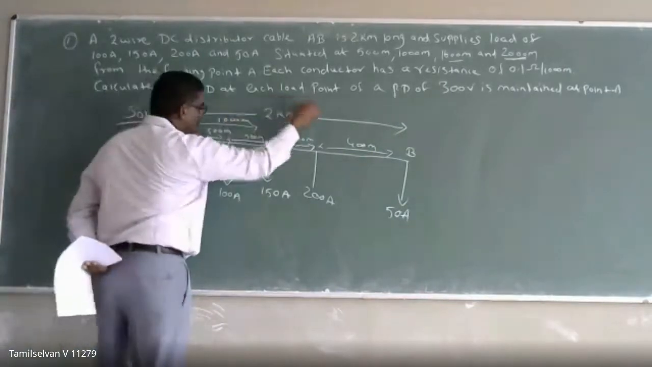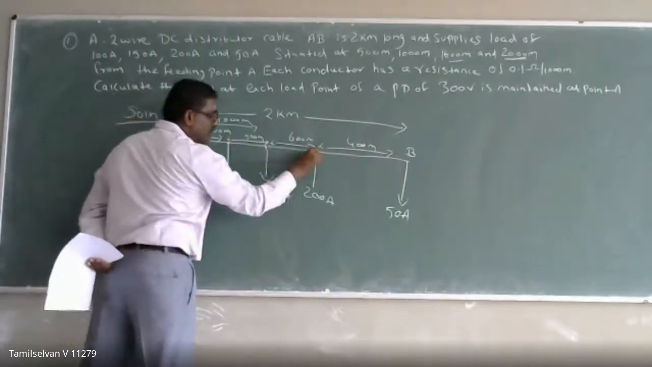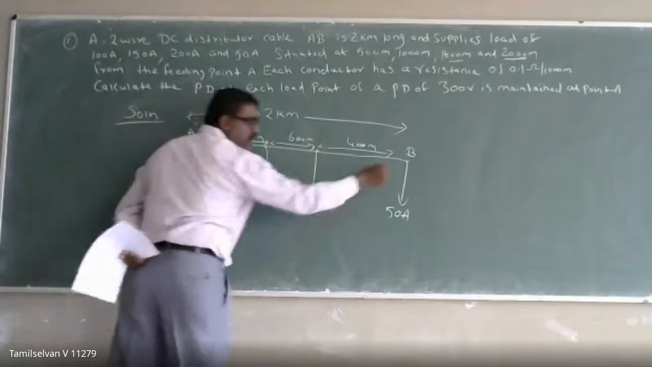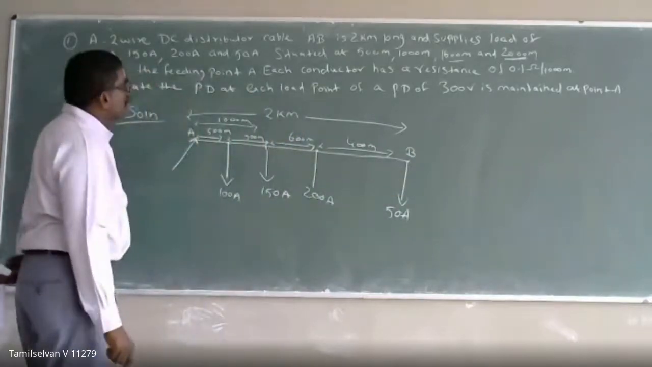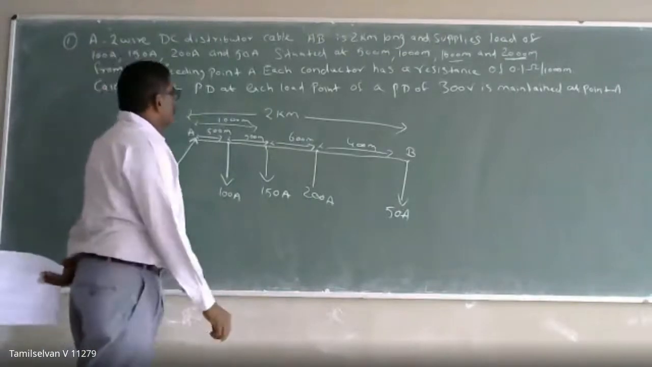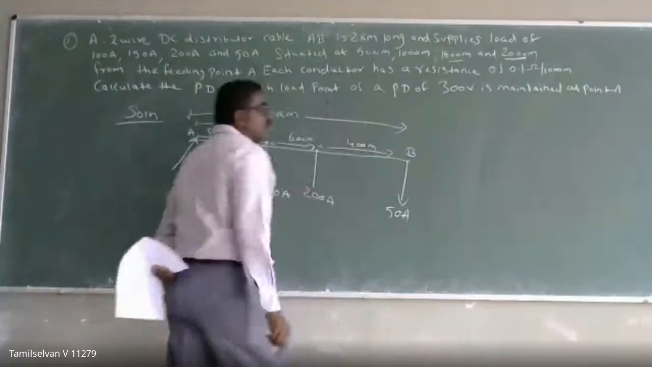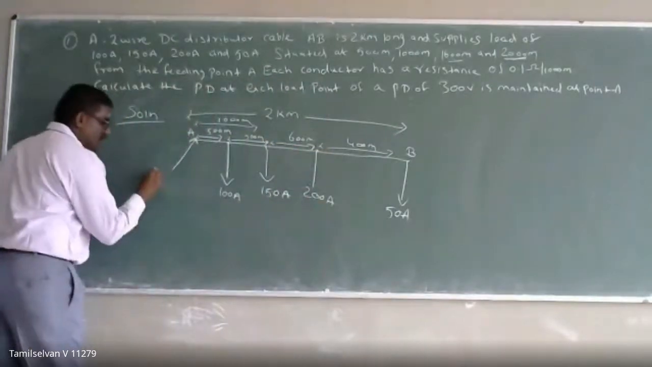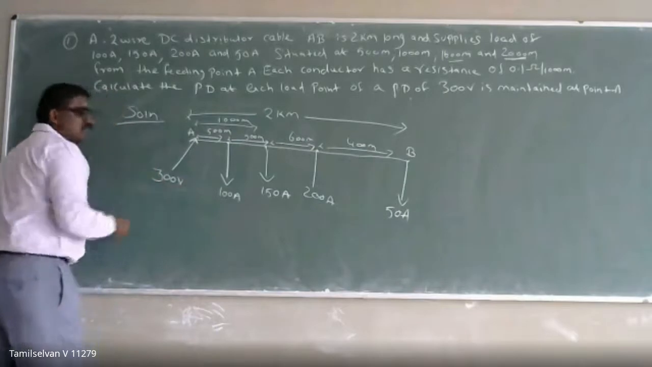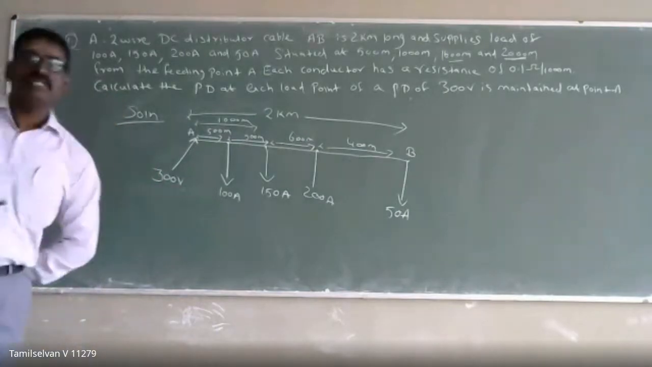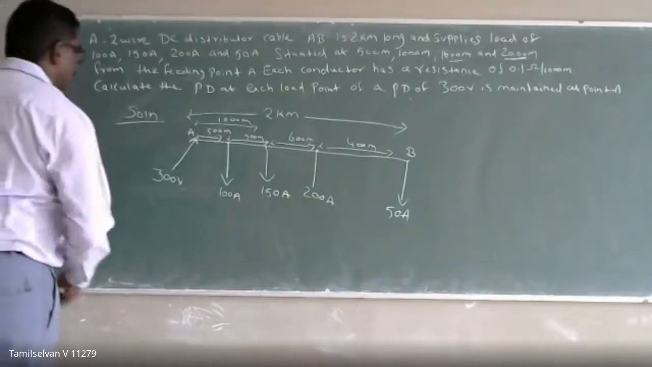Calculate the potential difference at each load point. So what is the potential at this point? What is the potential at this point? And what is the potential at this point? And what is the potential at this point? They are also to be calculated. Okay. A potential difference of 300 volts is maintained at point A. So it means the potential applied at point A is 300 volts.